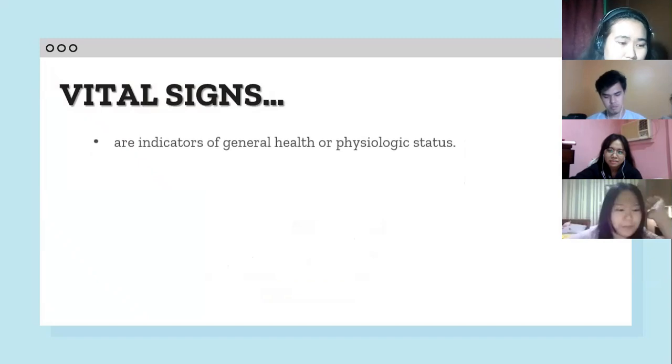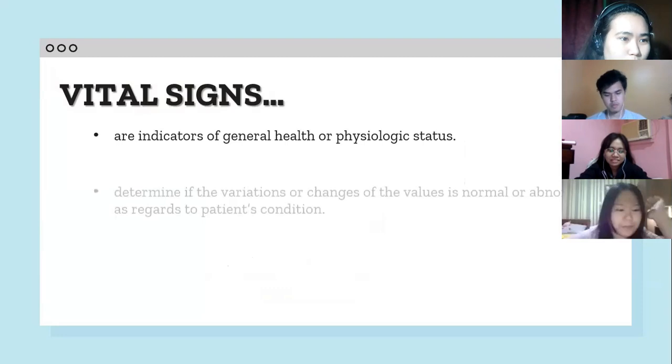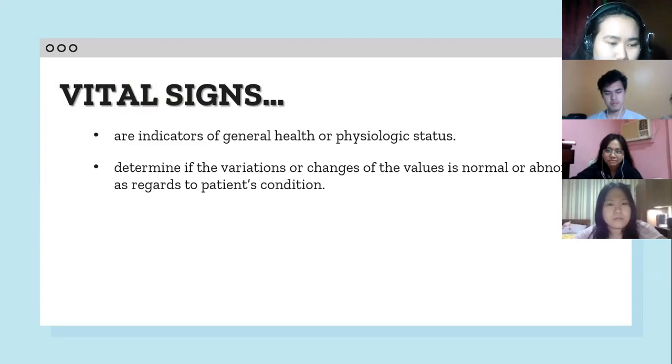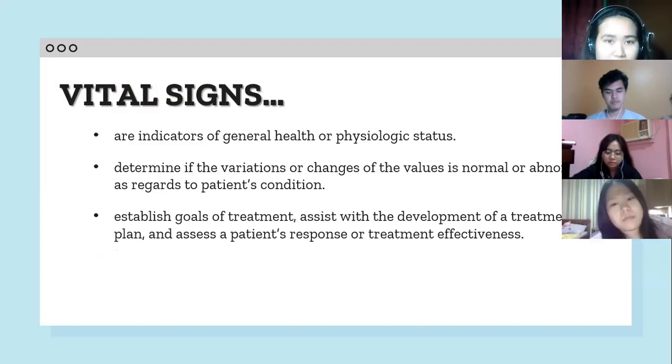So vital signs are important because they are the indicators of general health and physiological status. Also, the normal values have been established for vital signs. However, it is important for medical practitioners, including PTs, to know these values because we can determine if the changes of the values are normal or abnormal as regards the patient's condition. Next, measuring the vital signs enables the PT to establish goals for treatment, assist with the development of the treatment, and assess the patient's response or treatment effectiveness.